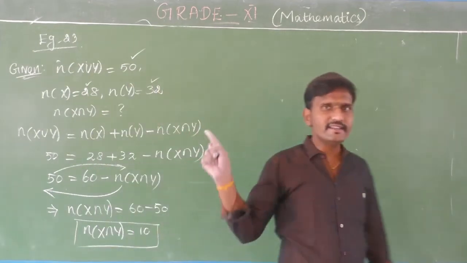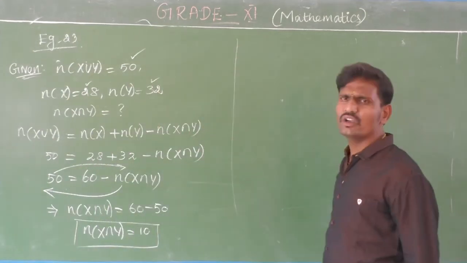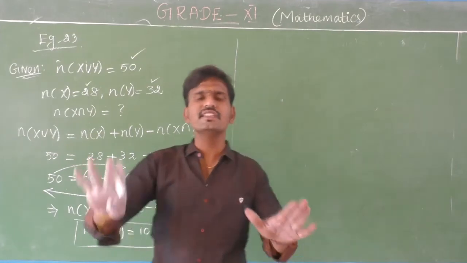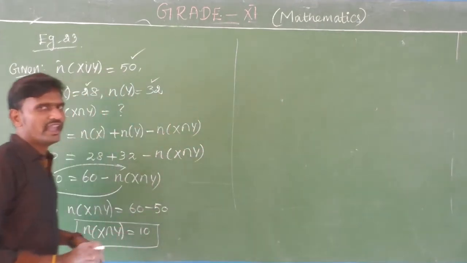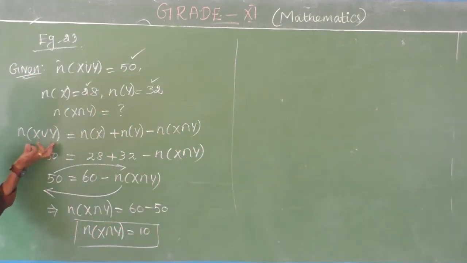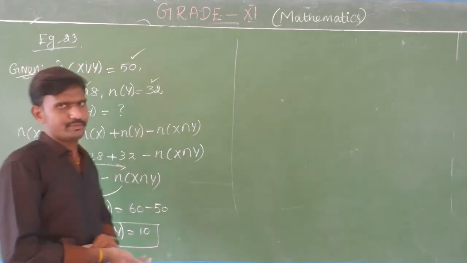Have you got it, children? It is a very easy sum for this exercise. All the sums are based upon this formula. Suppose the union is given, A and B are given, and the intersection is to be found. Or the intersection, union, and A are given and we have to find B. So from the four terms, we have to find any one term. The given questions are based on that only. Okay, next.